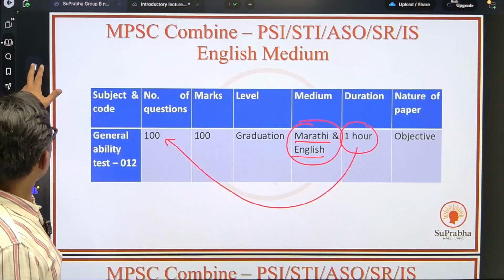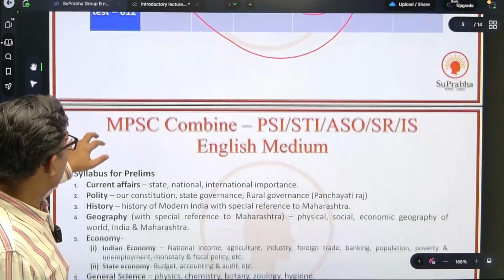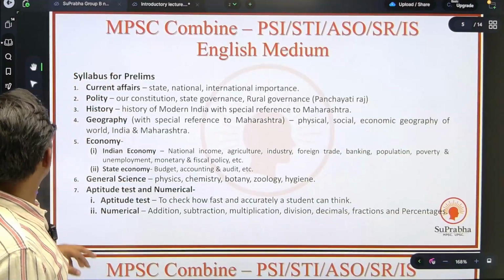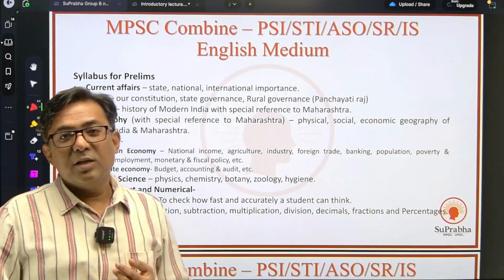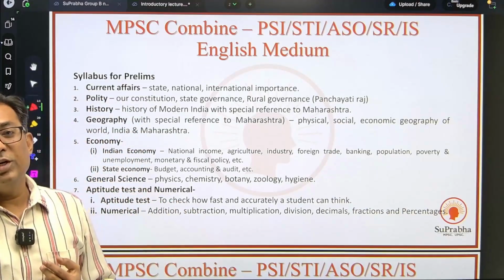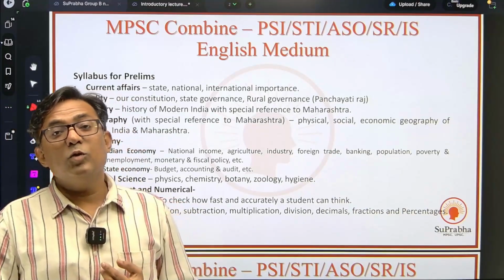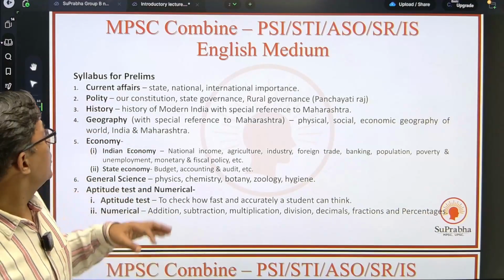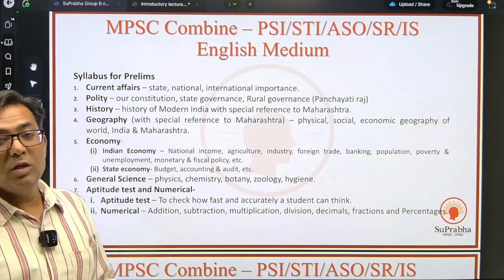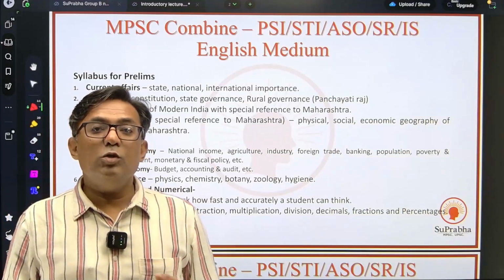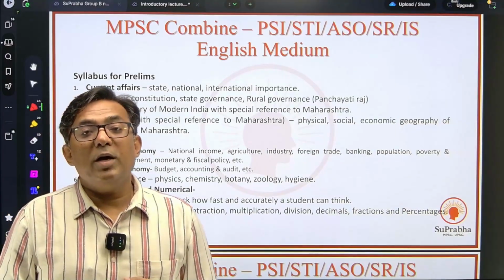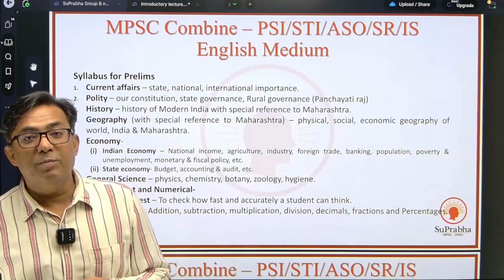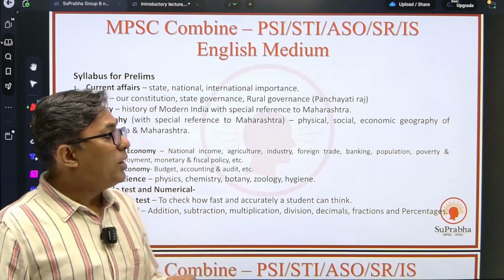Now, if you look at the syllabus for prelims, it consists of 7 topics. First is current affairs with respect to India, the world, and also Maharashtra. Second is polity, that is our constitution, how the country is governed, the different laws, as well as the Maharashtra state local self-government administration. So that part is also important.